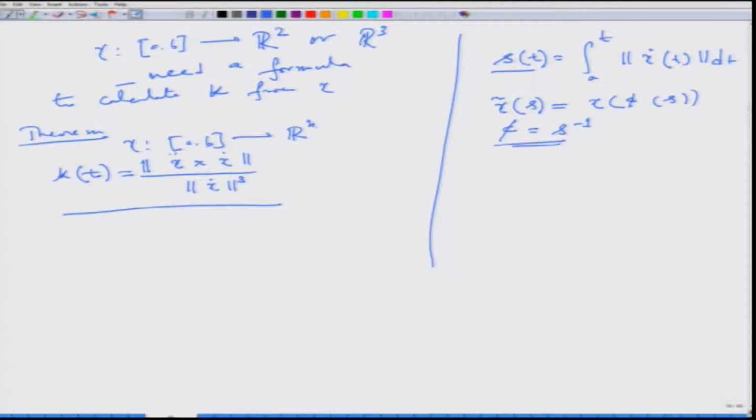Okay. I will not prove this. This proof is available in any standard book. So, the proof is part of the assignment. It is just that you look at the unit speed parameterization of gamma and calculate K s in terms of K t.